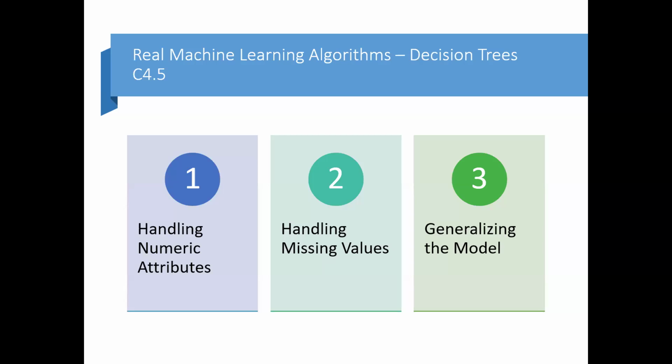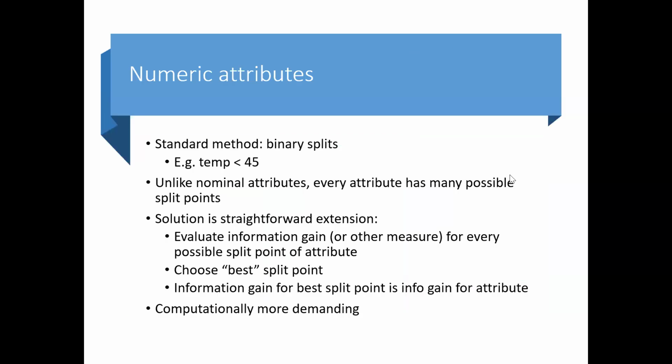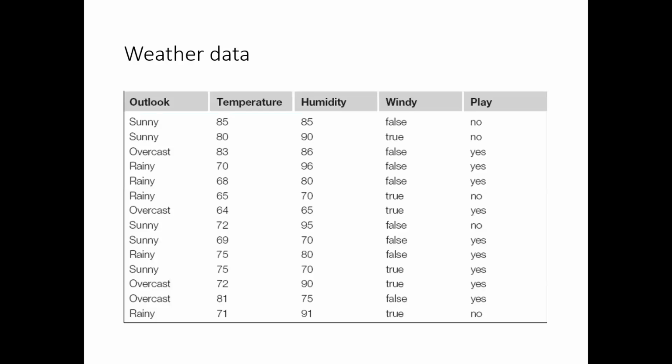So to handle numeric attributes, we can use information gain again, but this time when you're evaluating this, you look at the best split, which means we have a split something like this. For example, temperature is less than 45. On the other hand, the opposite of this is temperature is equal or greater than 45. So let's look at this with numerical data.